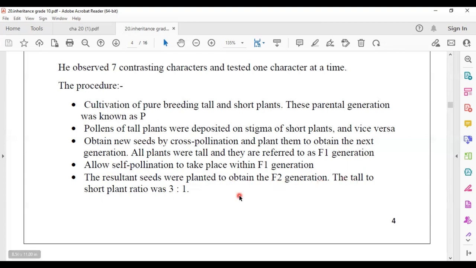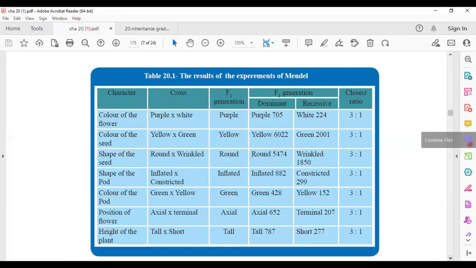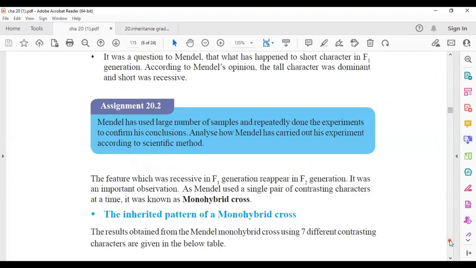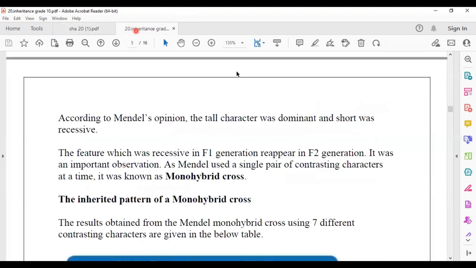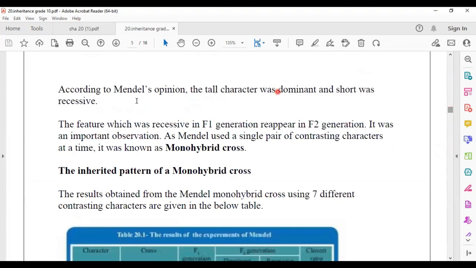The tall to short plant ratio was 3:1. That is the result that he took from that experiment. We'll see that experiment. After he did that experiment, he took the ratio of tall to short plants as 3 to 1. We'll see how to do it and how to take it after looking at this.